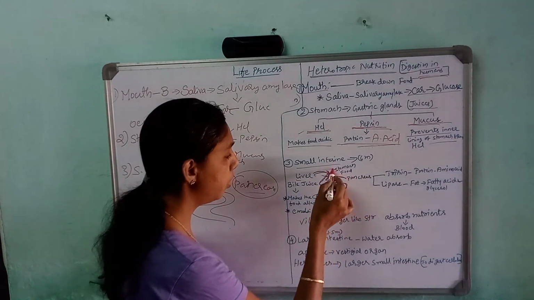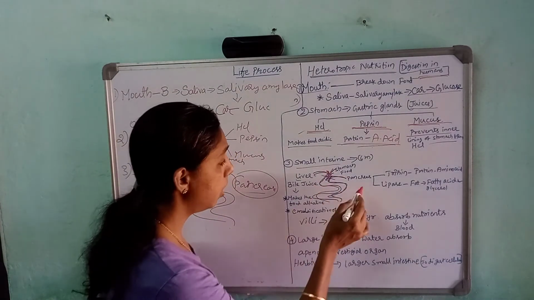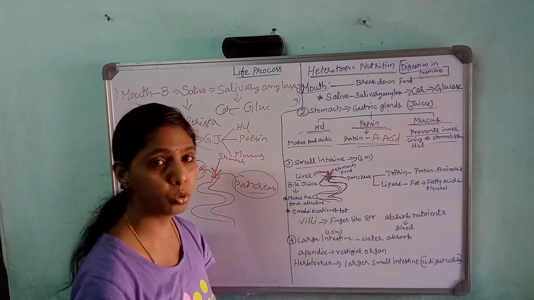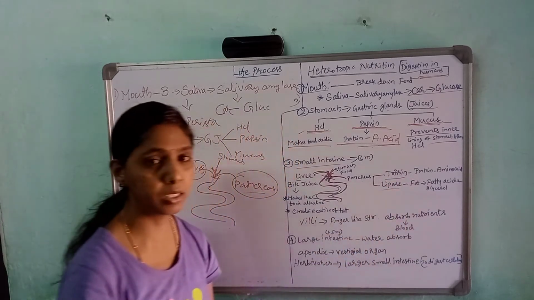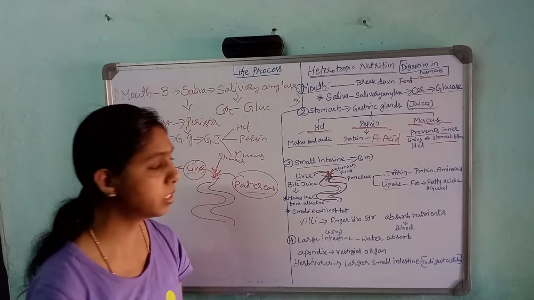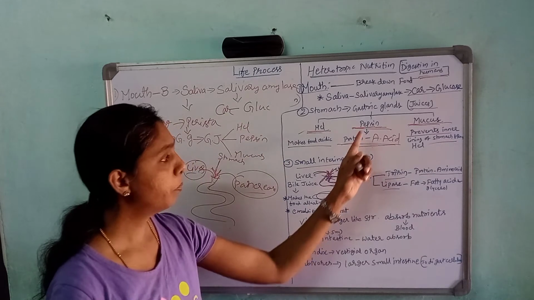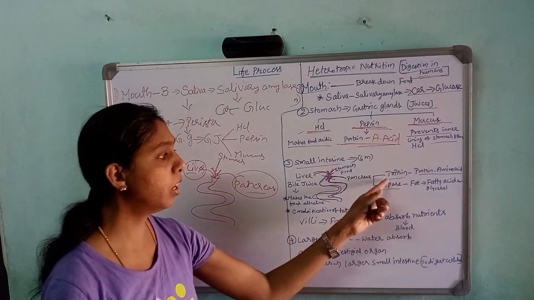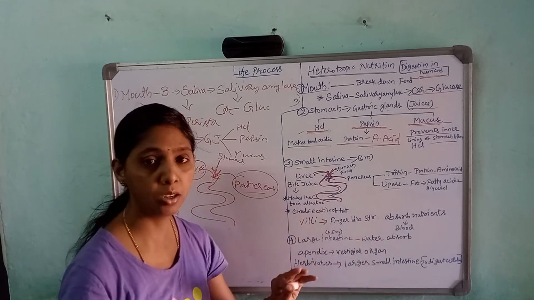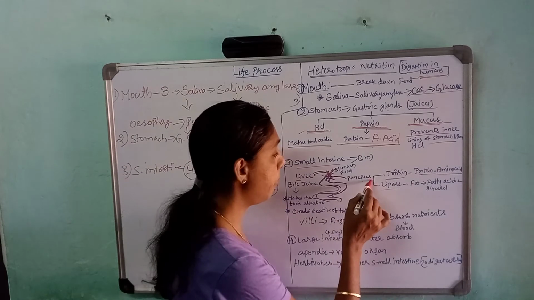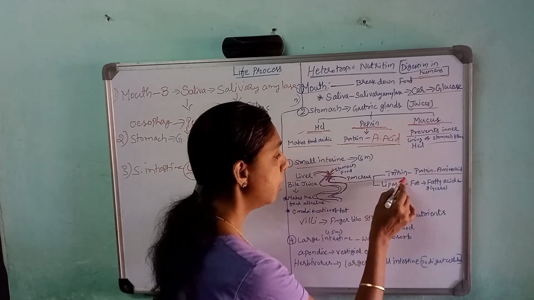That means food goes from the stomach into the small intestine, and the pancreas produces pancreatic juice, which contains enzymes known as trypsin and lipase. You have to remember these enzymes, trypsin and lipase. What is the function of trypsin? It converts protein into amino acid. Pepsin also converts protein into amino acid, and trypsin also converts protein into amino acid. These enzymes are secreted by the pancreas in the pancreatic juice, which contains two types of enzyme, trypsin and lipase.